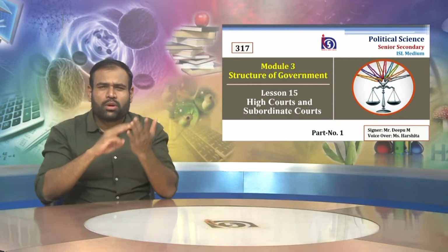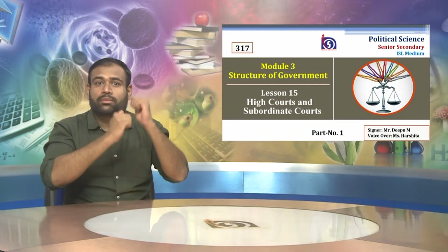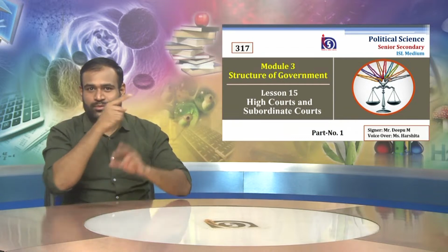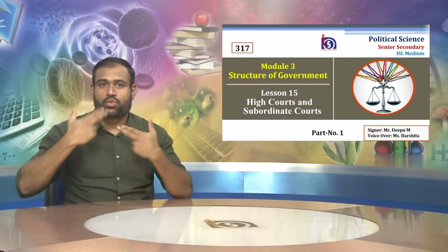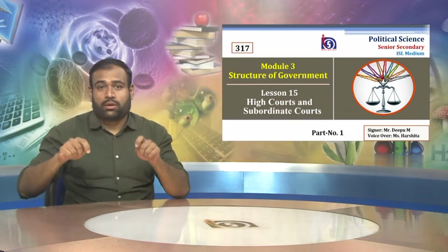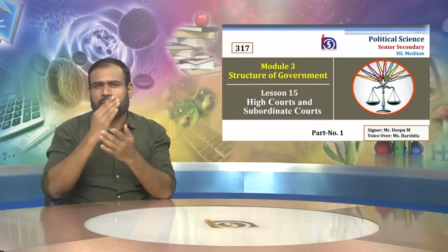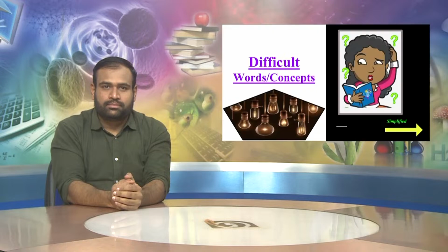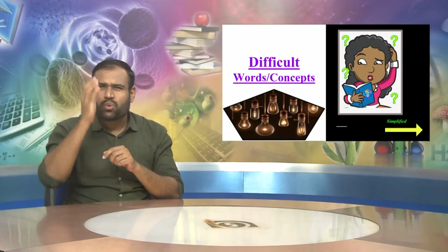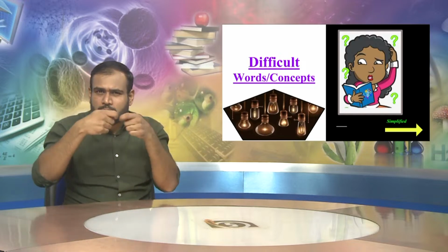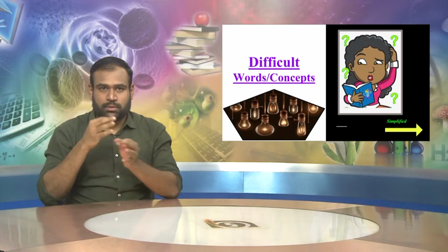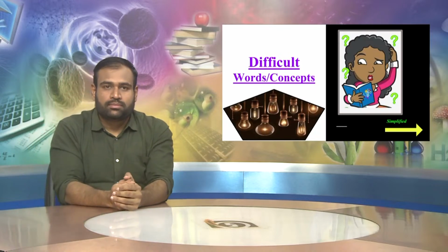Code is 317, module number 3, chapter number 15, High Courts and Subordinate Courts. This is part 1. First, we will discuss difficult words and concepts. After that, we will discuss topics.